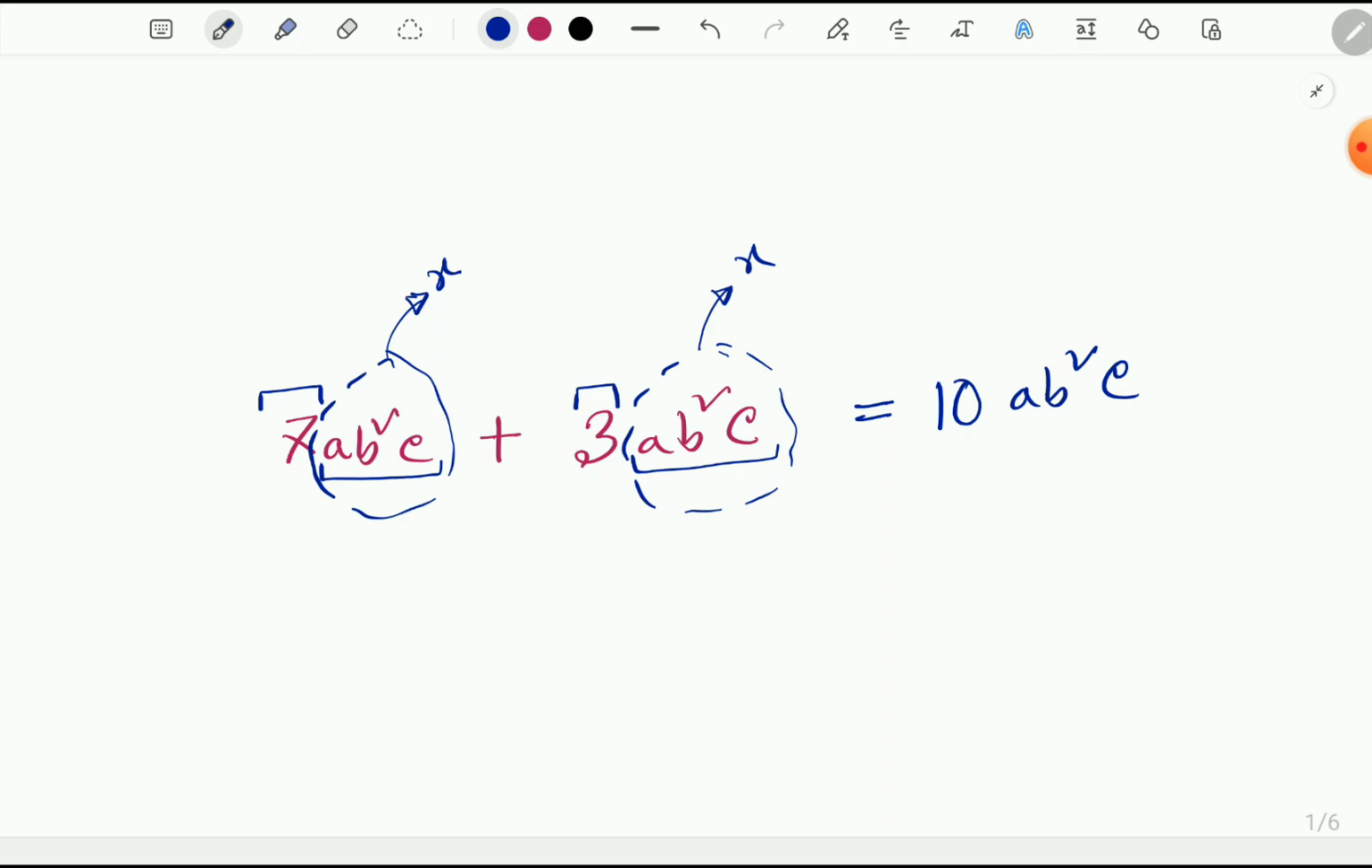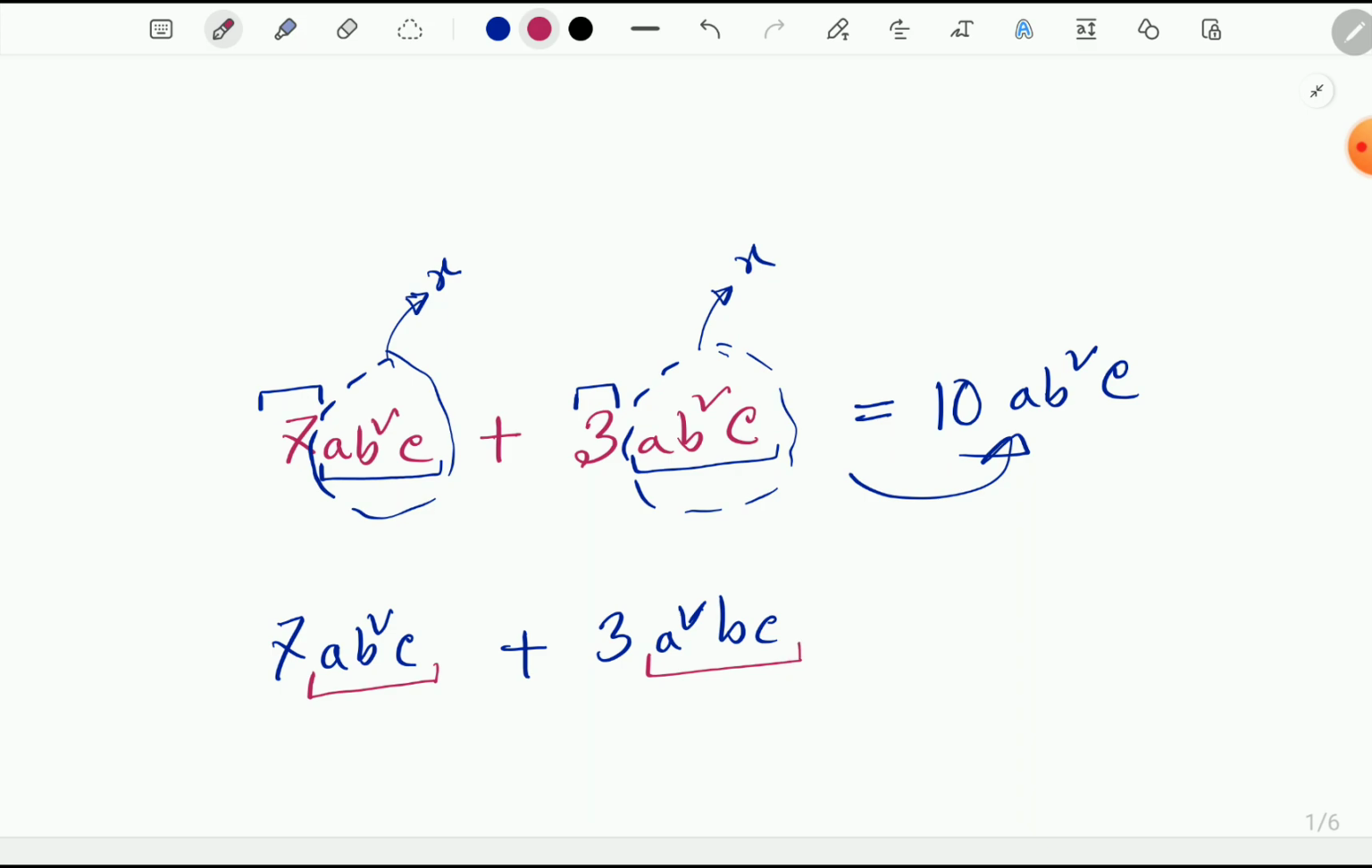Remember, if polynomials are similar, except for the numeric term, and the lettering terms are the same, in that case you will always get a single uninomial. But if they are not the same, let's say 7ab squared c plus 3a squared bc, in this particular case we can see that the lettering terms ab squared c and a squared bc are not the same, so we can't sum them.